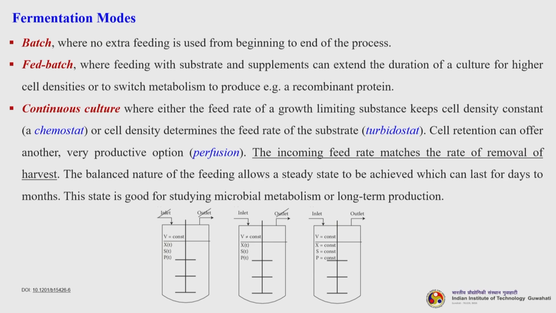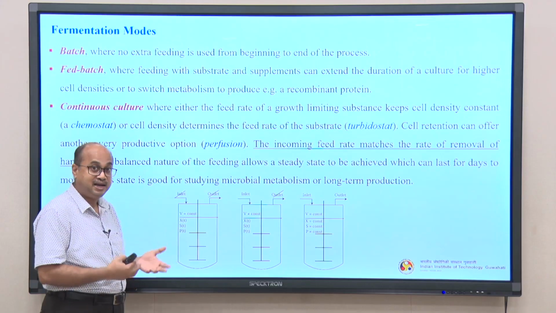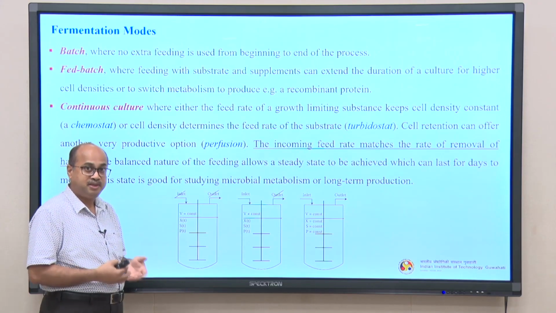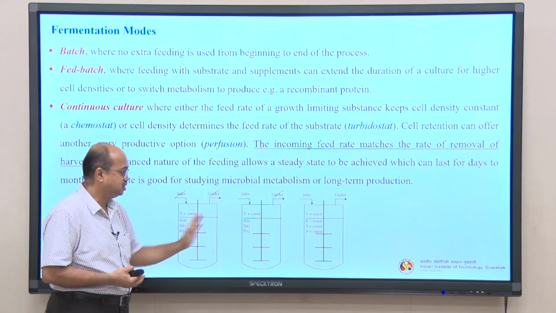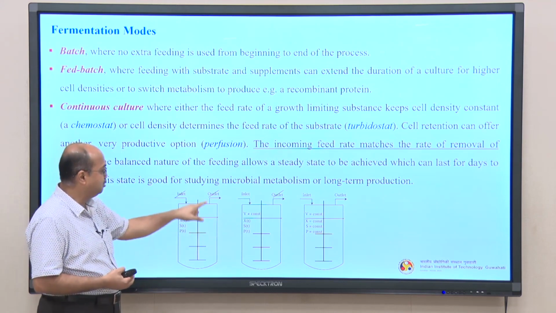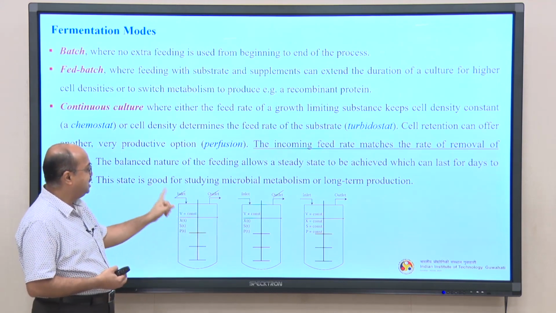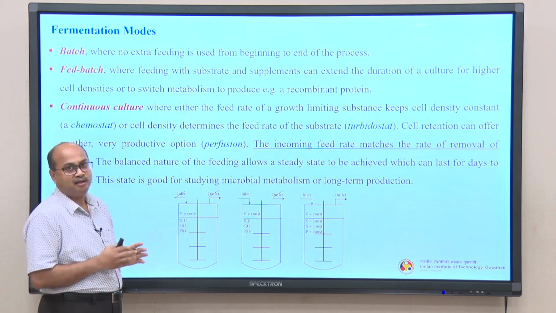Now, what is batch? Here you can see I have depicted this particular figure. From this figure, you can directly understand what a batch, a fed batch and a continuous process are. There is an inlet and an outlet. You can see that under batch, inlet and outlet both are struck down.